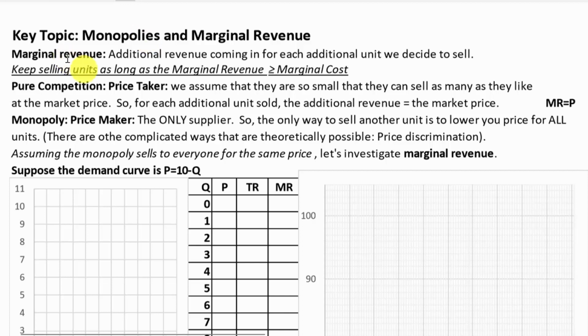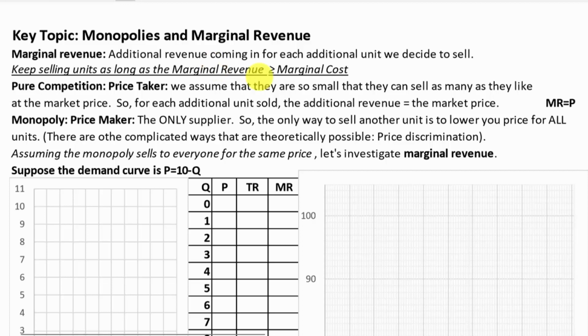So again, marginal revenue just means the additional revenue coming in for each additional unit we decide to produce and sell. And the rule, whether you are pure competition, oligopoly, monopolistic competition, or monopoly, is to keep selling units as long as the additional money coming in is greater than or equal to the additional cost of producing it. And then you stop. You don't want to ever keep producing so long that you're producing units where the additional cost of producing them is higher than the additional amount of money you're bringing in from selling them, right? That would not be a smart decision.